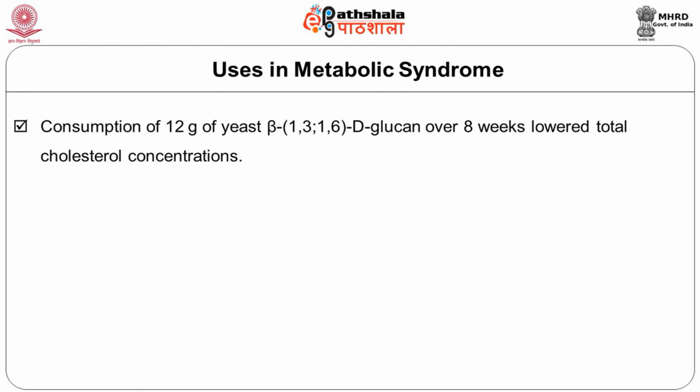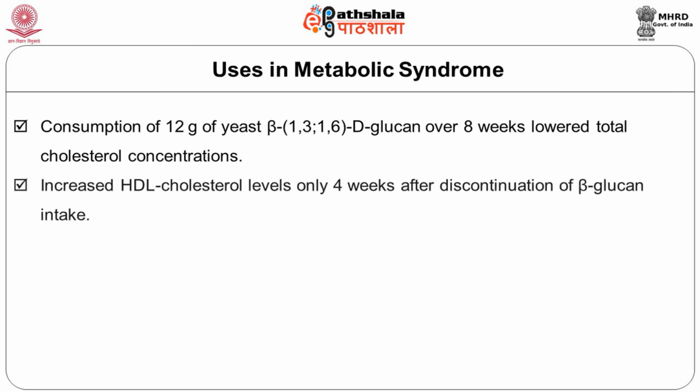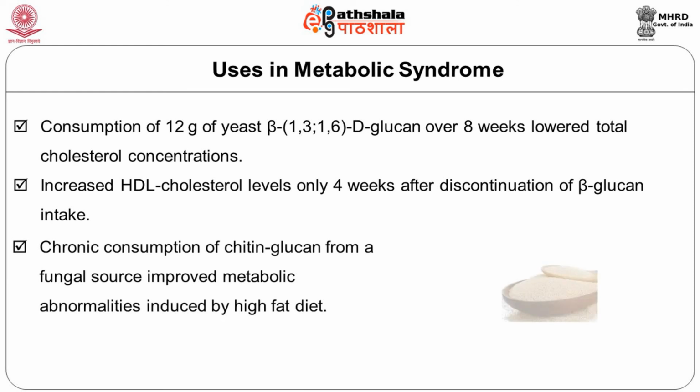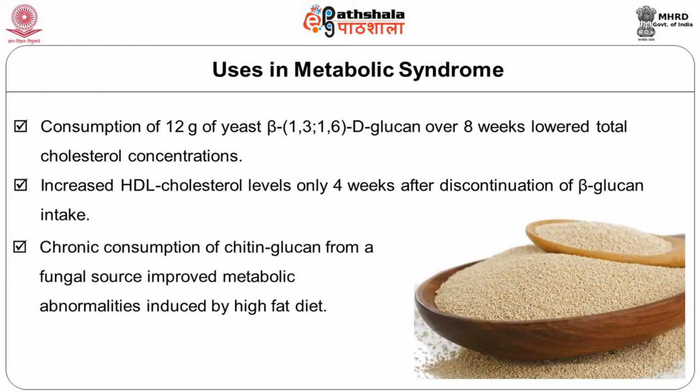In obese hypercholesterolemic men, consumption of 12 grams of yeast beta-1,3/1,6-D-glucan over 8 weeks lowered total cholesterol concentrations and increased high-density lipoprotein cholesterol levels, only 4 weeks after discontinuation of beta-glucan intake. In a mice study, it was observed that chronic consumption of chitin glucan from a fungal source improved metabolic abnormalities induced by a high-fat diet.